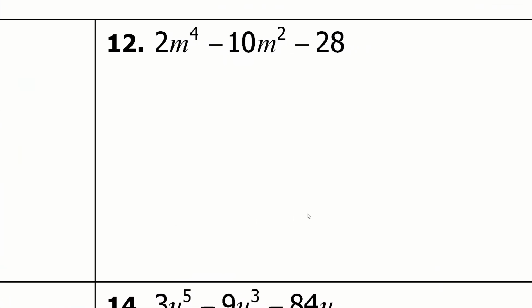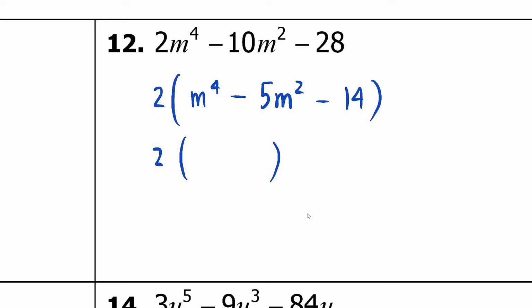Number 12. Hopefully you see that this definitely has a common factor, 2. Pull it out. If we do, that leaves me with m to the fourth minus 5m squared minus 14. Divided everything by 2, essentially. So we're going to try to factor that trinomial, leave the 2 be, and let's try to break this down into two binomials. What will multiply by itself to get m to the fourth? M squared.